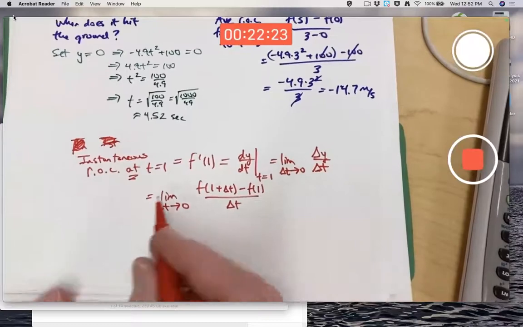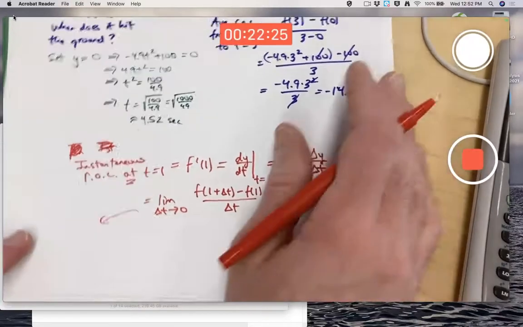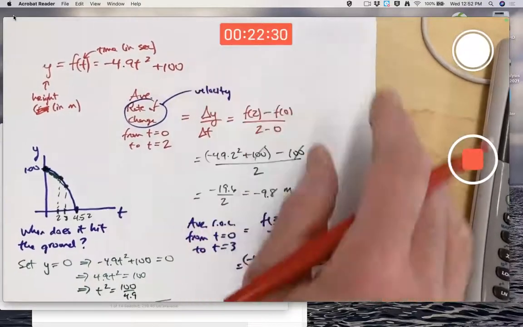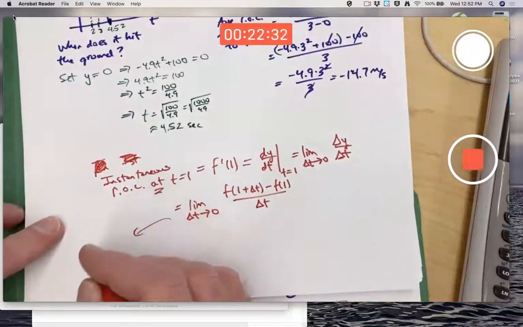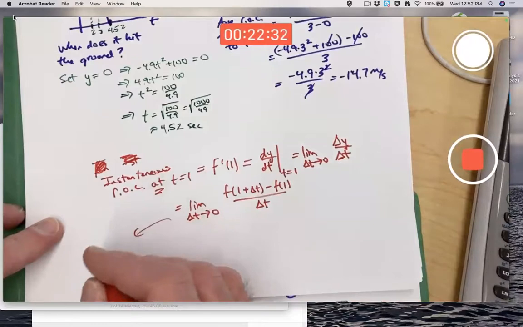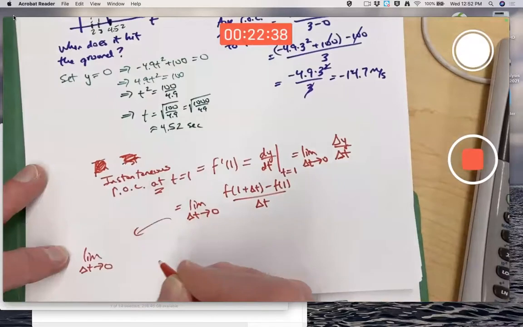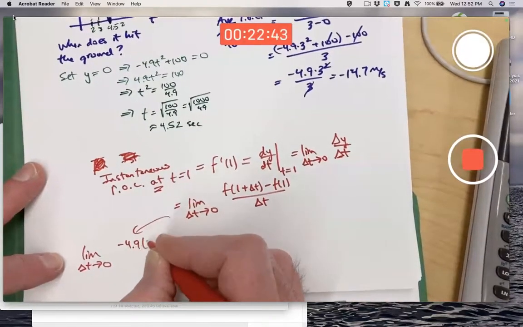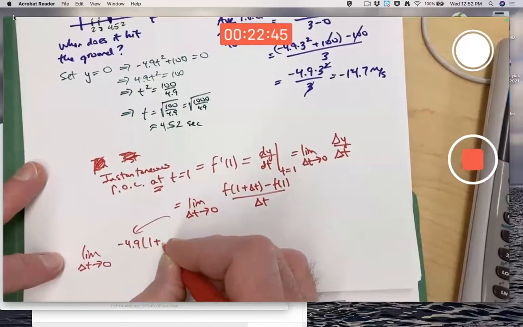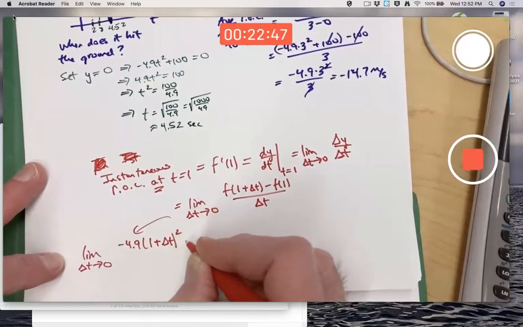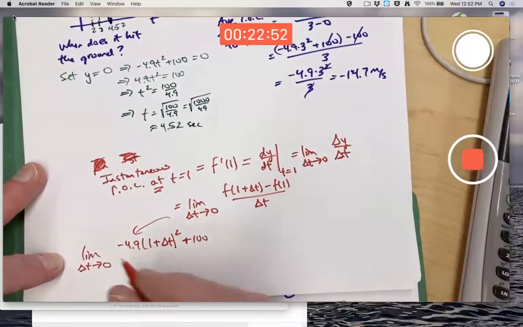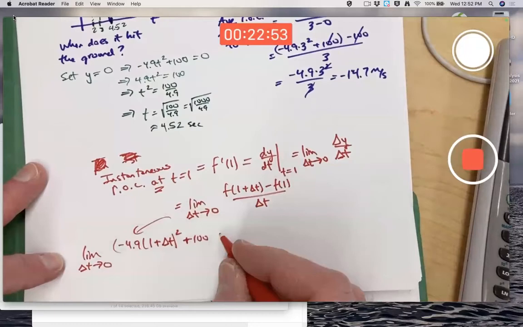There's a little bit of a pain here because the function has two terms in it. Remember, it's negative 4.9 t squared plus 100. So that makes this expansion a little bit of an extra pain because you have the extra 4.9 in there, and you also have the extra plus 100. Replace t with 1 plus delta t. That expression right there is f of 1 plus delta t.